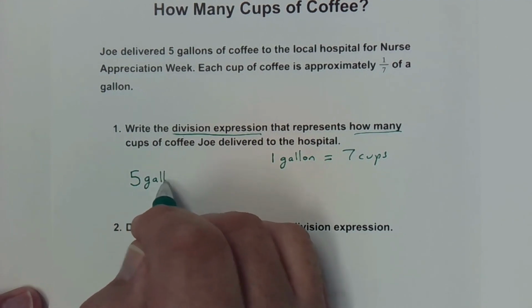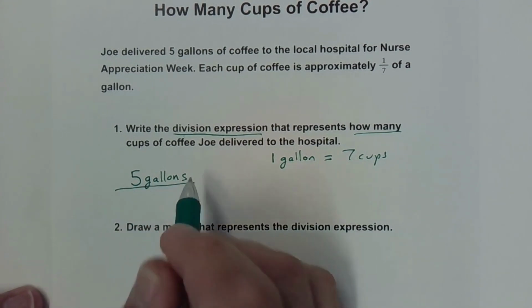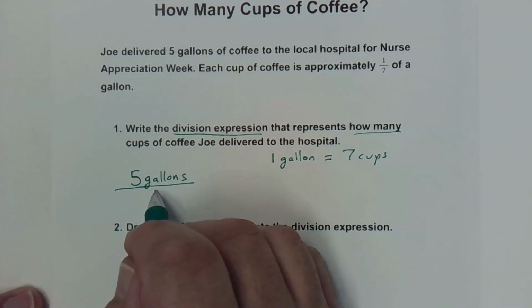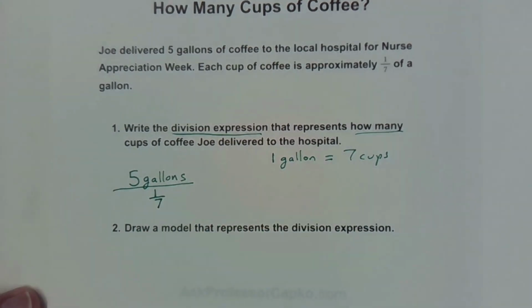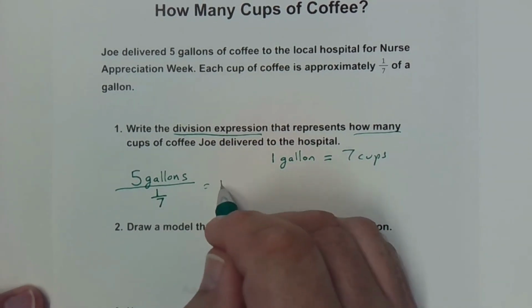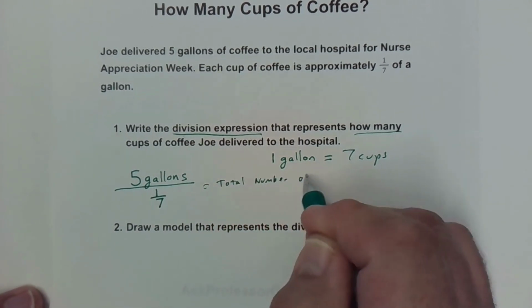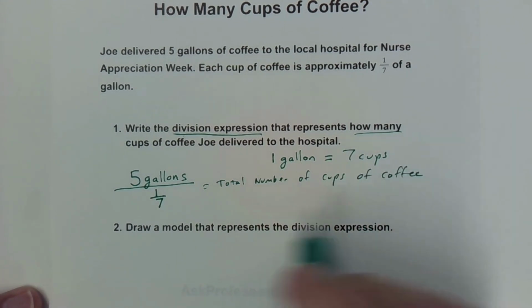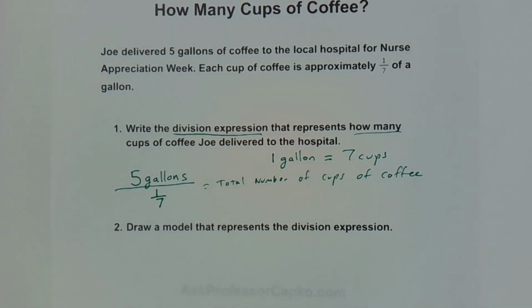So we have 5 gallons, and we're going to divide it by how much each cup is of a gallon. So that would be 1/7. And that represents the total number of cups of coffee. So that's our division expression there, 5 gallons divided by 1/7.